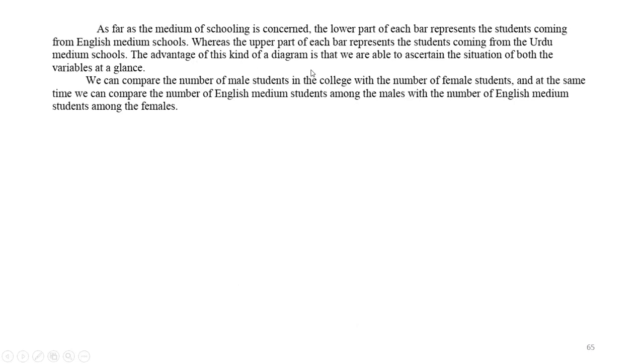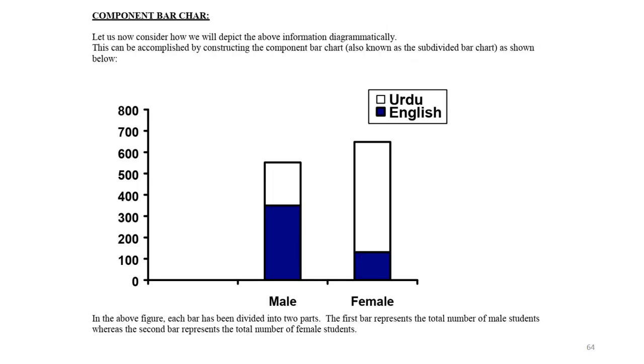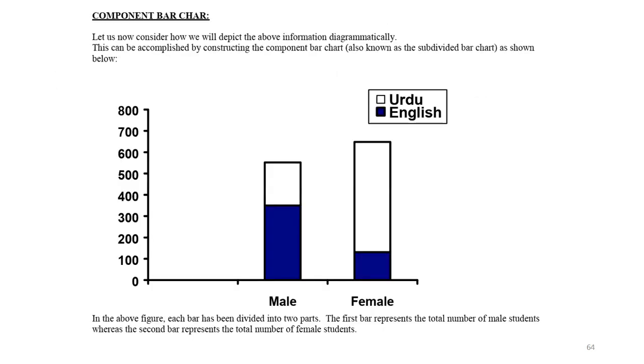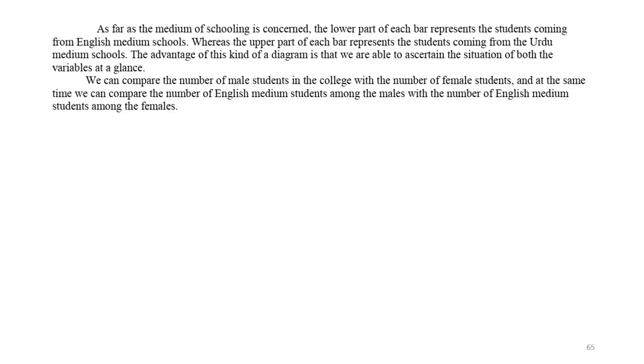The advantage of this kind of diagram is that we are able to ascertain the situation of both variables at a glance. In one shot, you can represent both categories. This is the advantage as compared to drawing both charts separately. We can compare the number of male students in the college with the number of female students, and at the same time we can compare the number of English medium students among the males with the number of English medium students among the females. This is basically the advantage of the component bar chart.